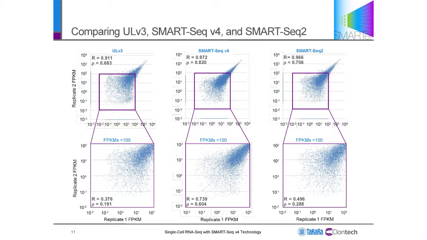So for those of you who aren't familiar, these are correlation plots. These are all from the data that I showed on the prior slide. So this is 10 picograms of RNA. We're looking at 1 replicate on the x-axis, and we're looking at the expression level in terms of FPKM. And on the y-axis, we're looking at the second replicate. And what you can see on the top is we're looking at both a Pearson correlation, which is R, and a Spearman correlation, which is rho. And you can see that with the SMART-Seq V4, we're getting a very nice both Pearson and Spearman correlation.